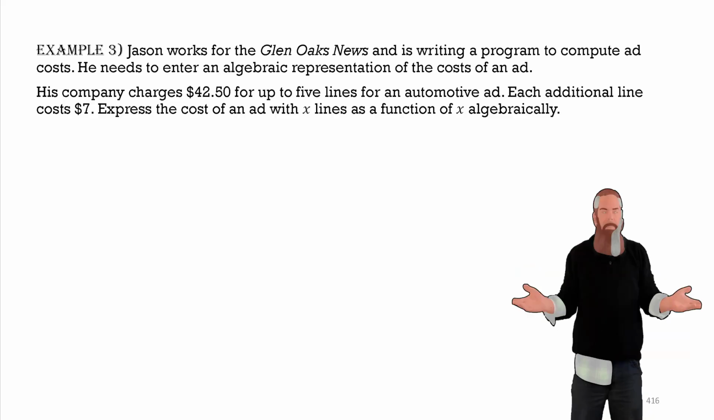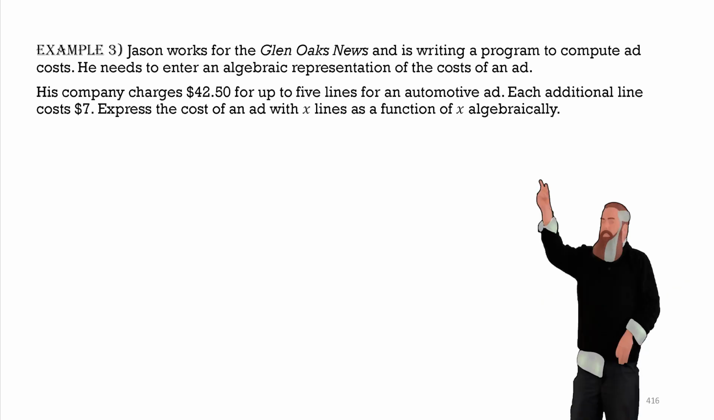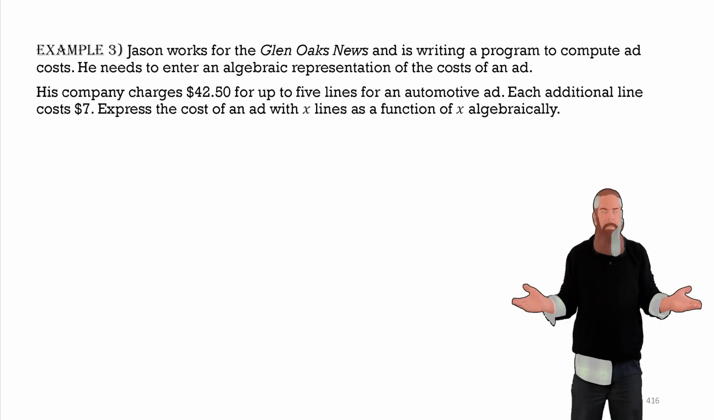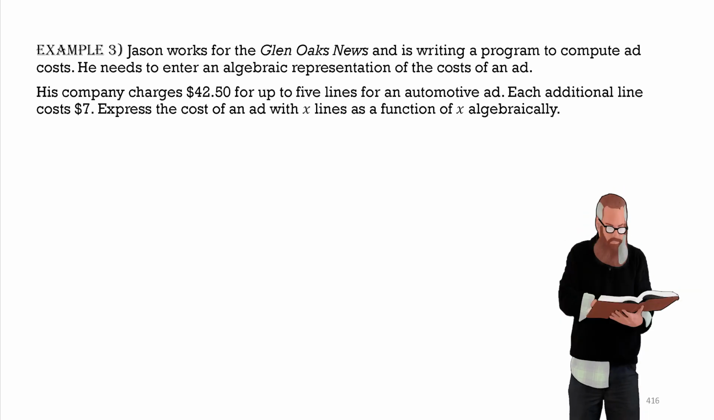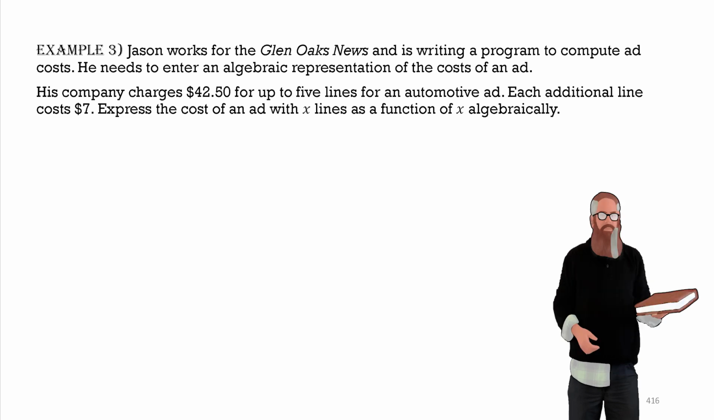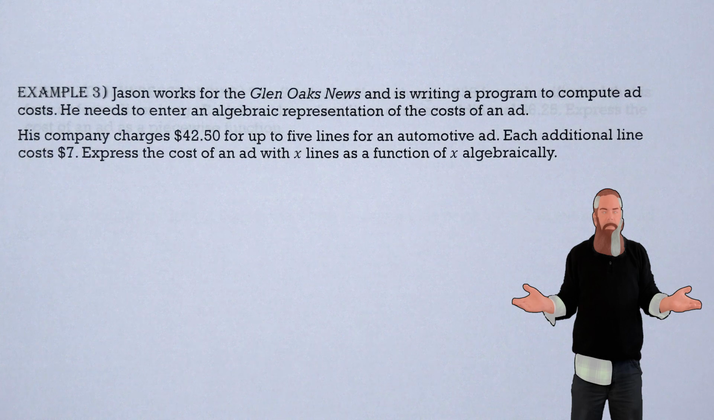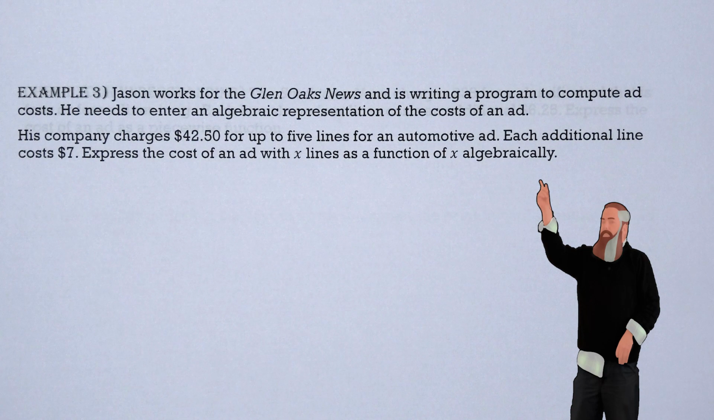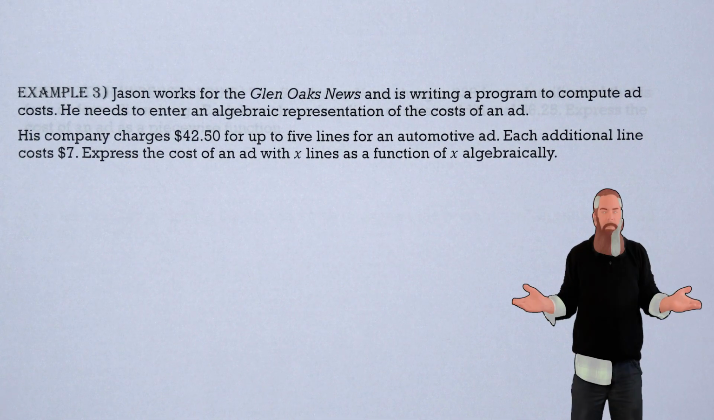Jason works for Glen Oaks News and is writing a program to compute ad costs. He needs to add an algebraic representation for the cost of an ad. His company charges $42.50 for up to 5 lines of an automobile ad. Each additional line costs $7. Express the cost of an ad with X lines as a function of X. So to write the algebraic representation of this, we need to write 2 rules. One rule is for when the ad is 5 or fewer lines, and the other rule for when the ad is more than 5 lines.